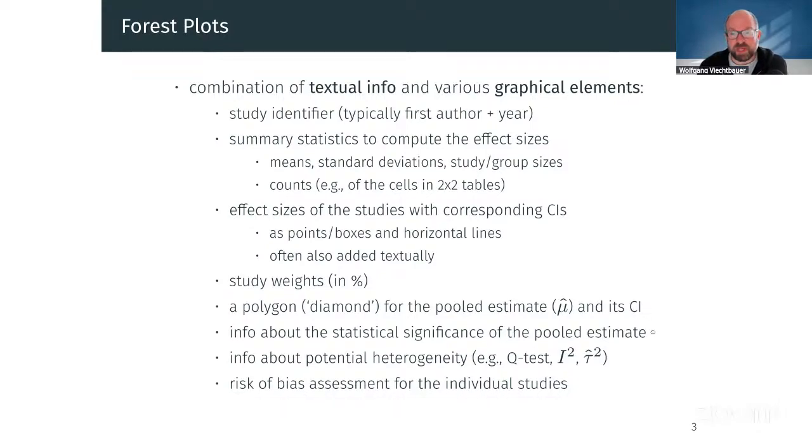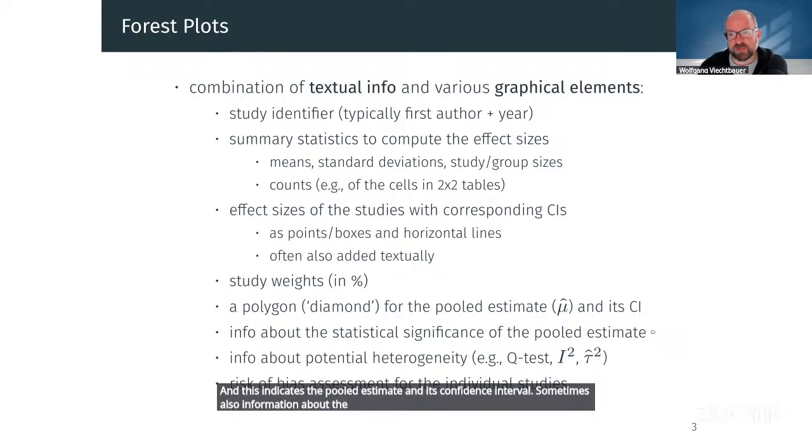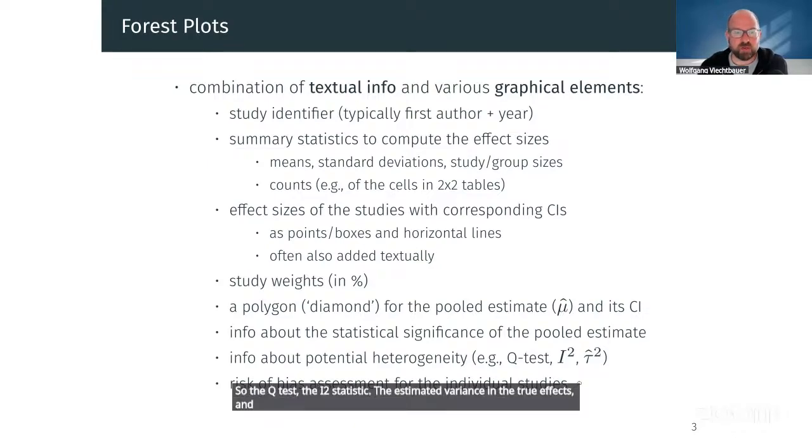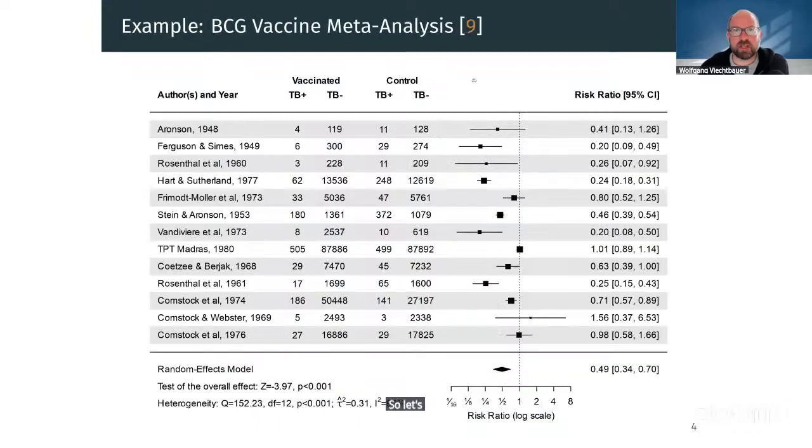Sometimes also information about the statistical significance of the pooled estimate is provided, and also information about potential heterogeneity in the true effects. So the Q-test, the I-squared statistic, the estimated variance in the true effects. And optionally, you can also include risk of bias information about the individual studies in a forest plot. So let's take a look at an actual forest plot.